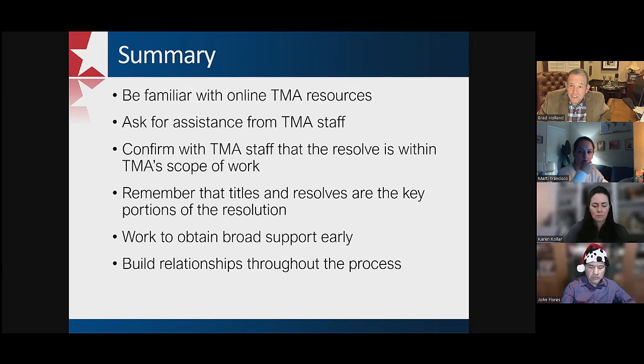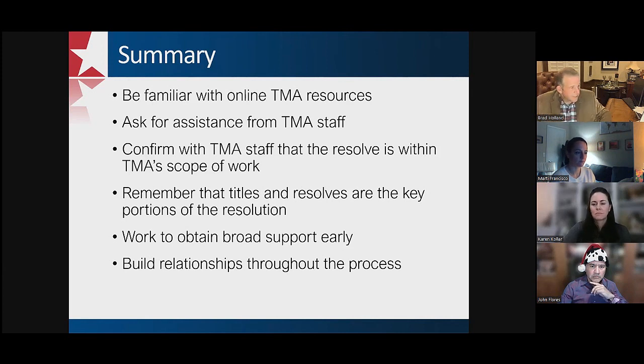During House meetings, it's checked, I think, hourly. We're on top of that. But that email address is something that we monitor. HOD@texmed.org, as she just put there. Remember that titles and resolves are the key portions of a resolution. Build your broad support, and then build those relationships through the process so that when you stand up and say you're in favor of something, you have a coalition behind you.